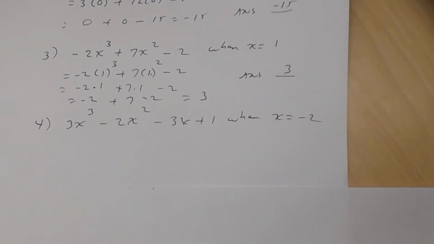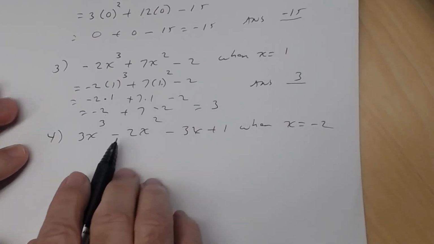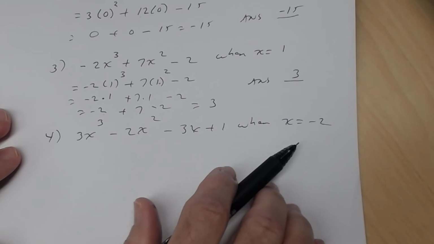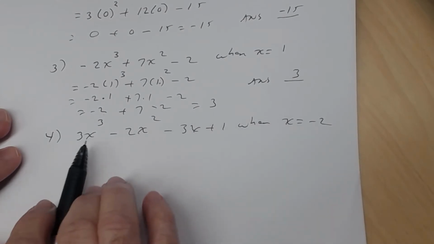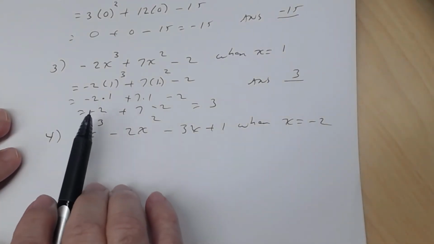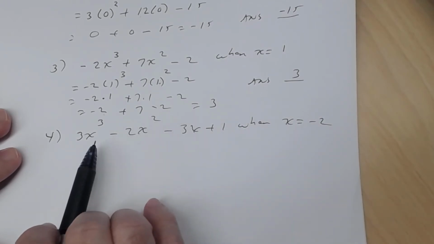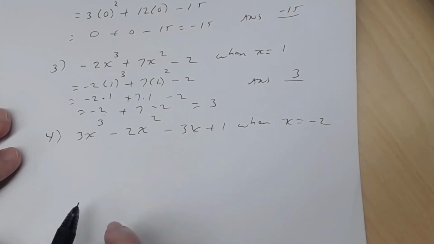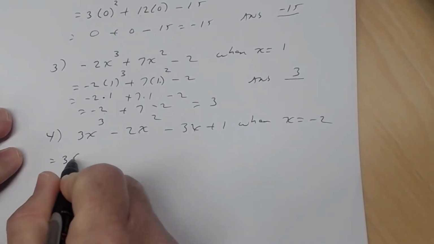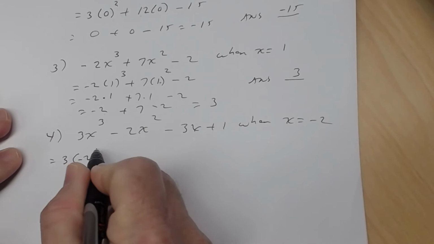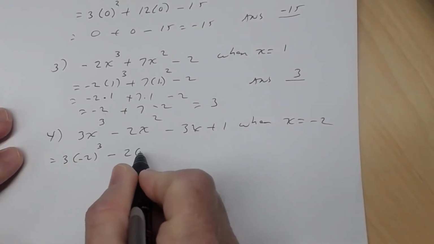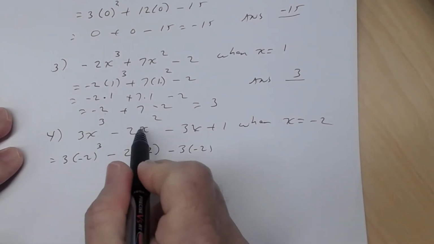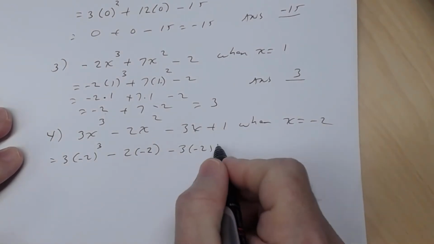All right, number 4. You have 3x cubed minus 2x squared minus 3x plus 1. This time x is negative 2. So again, it's very important that you put parentheses around the negative 2 when you substitute negative 2 back into this polynomial. So we get 3 times negative 2, notice the parentheses, cubed, minus 2 times negative 2, minus 3 times negative 2. So where we saw the variable x, I substituted negative 2, plus 1.